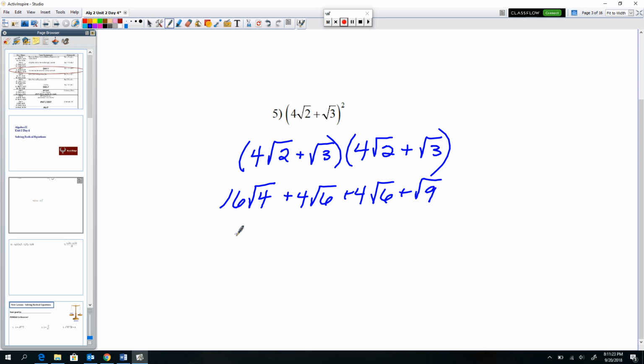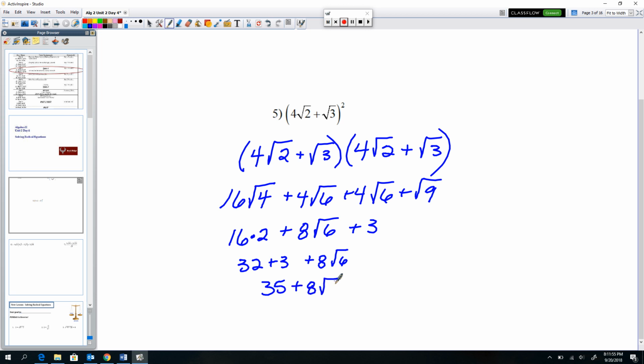We're going to combine where we can. Let's see. Square root of 4 is 2. There are 8 square roots of 6, and then plus this 3. I have 16 times 2, which is 35. Oh, sorry. That's 32, and I'm getting ahead of myself. So 32, and then plus the 3, and then plus 8 square roots of 6. So that's 35 plus 8 square root of 6.